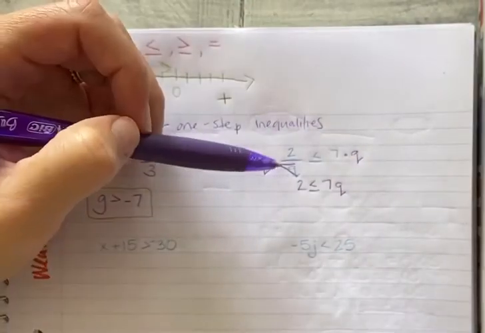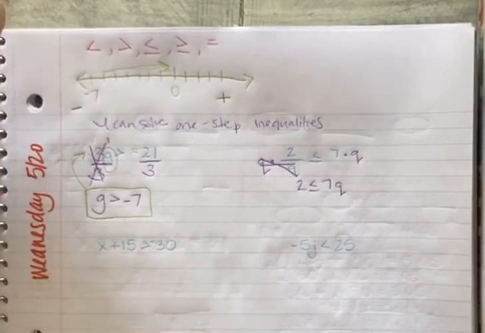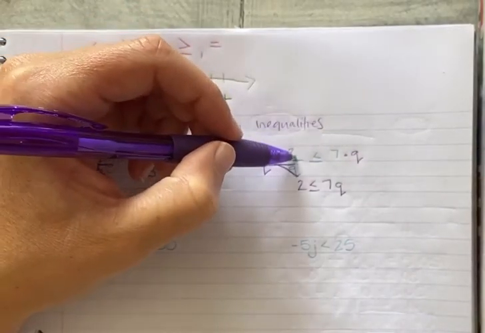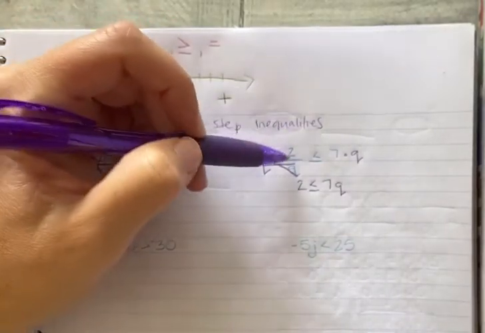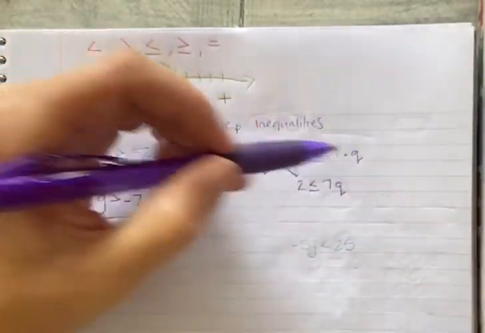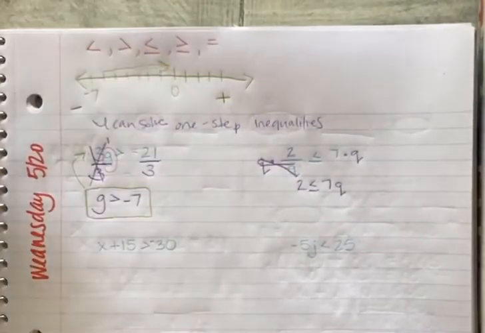That's going to be easier to solve because here our 2 is on top, it's not on bottom, so it makes it harder to work with. But here, this is the same thing as we just moved q. 2 is less than or equal to 7q.